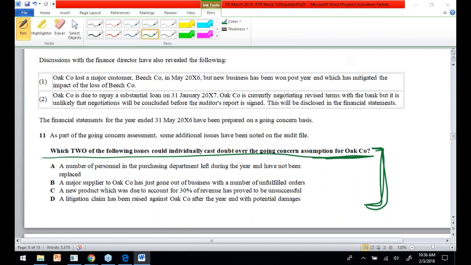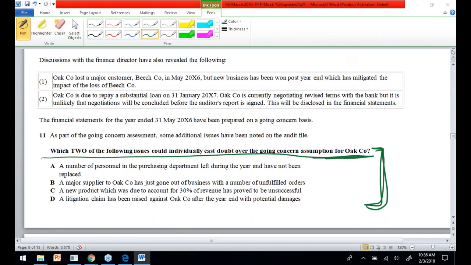A major supplier to Oak Company has just gone out of business with a number of unfulfilled orders, which means production will be halted. Hence, sales will be affected. How will we know? Because of the word a major supplier with unfulfilled orders. So this will be in the correct options.